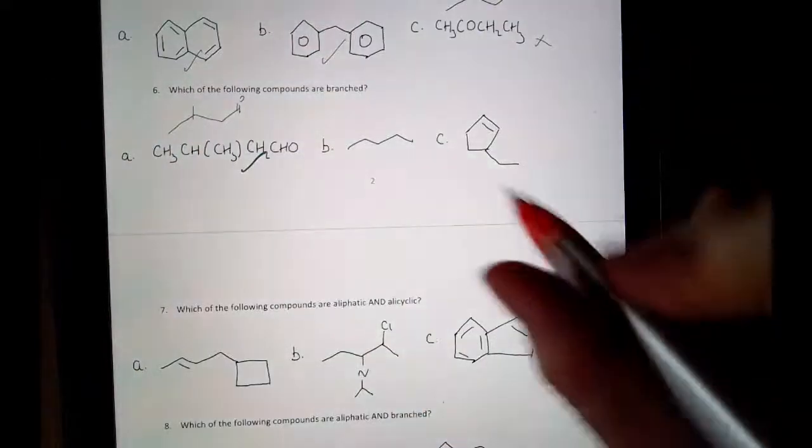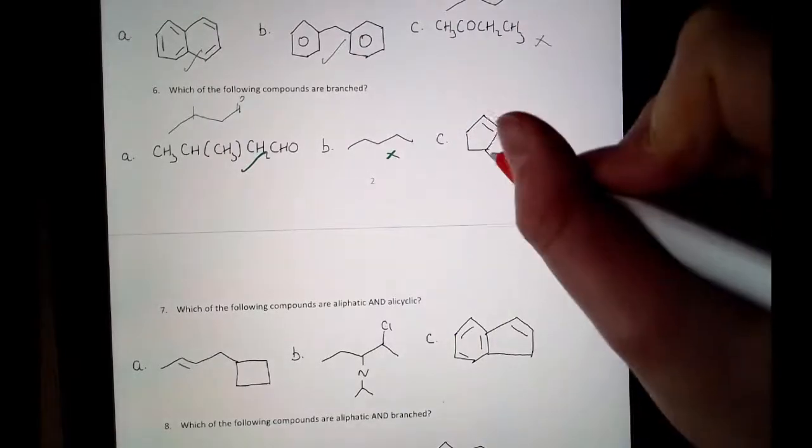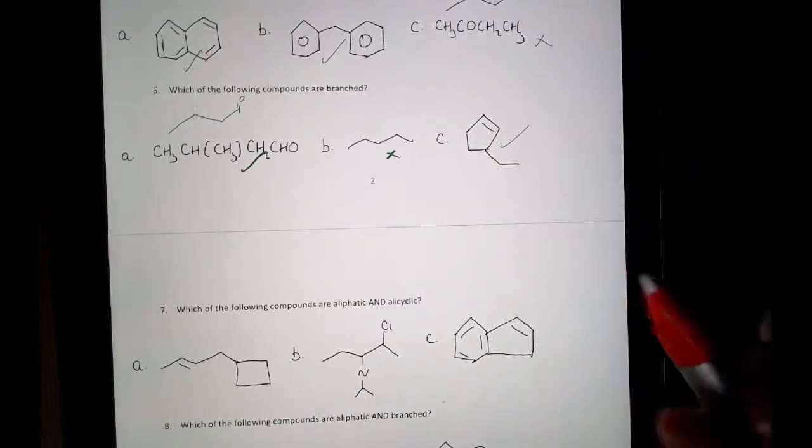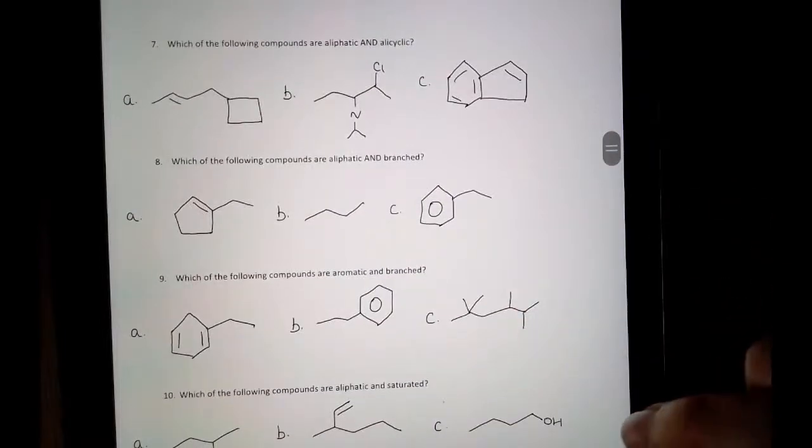So I'm going to give it a tick. The next one, I've got no branches. It's just one long chain. So it's not branched. And the last one here, you can see the branch coming off the ring. That makes it branched. Which of the following are aliphatic and alicyclic?